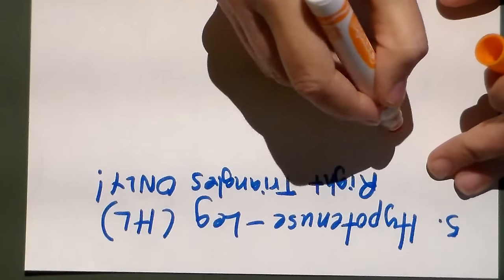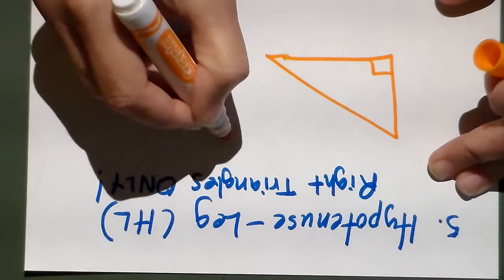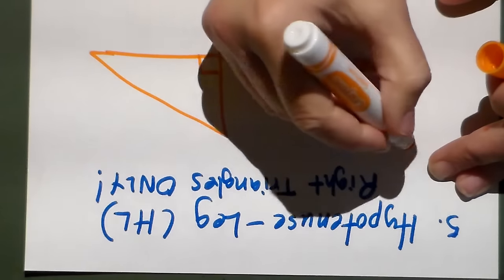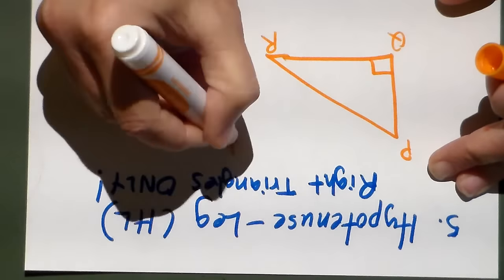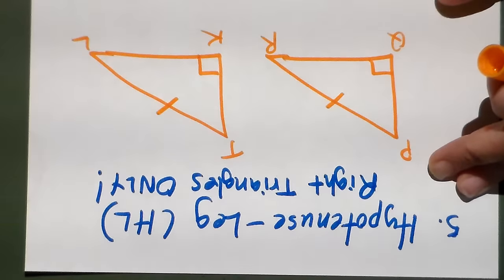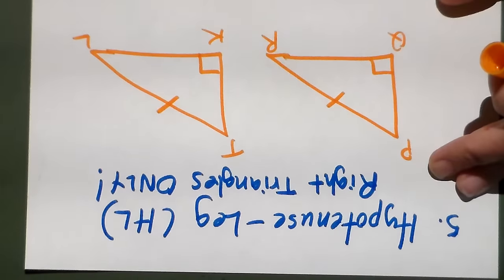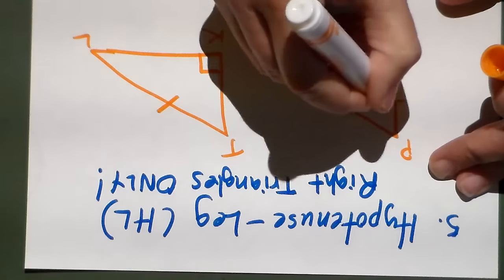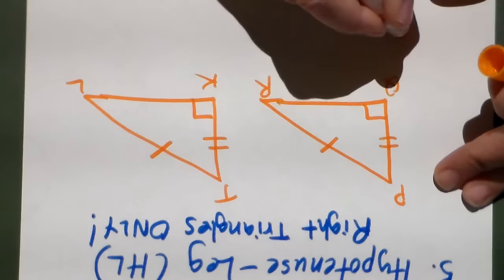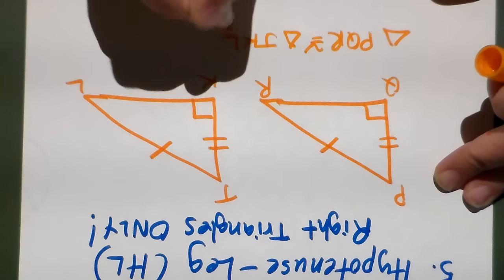So here's your example, and I'm going to use a different color so we can distinguish. If I have two right triangles, and they're indicated as right triangles. I have a right angle, and I can show that they have the same hypotenuse. Remember, the hypotenuse is the long side across from the right angle. If I can show that they have the same hypotenuse and that they also have a congruent leg, that's enough to say that they are congruent by HL. So I can say triangle PQR is congruent to JKL.